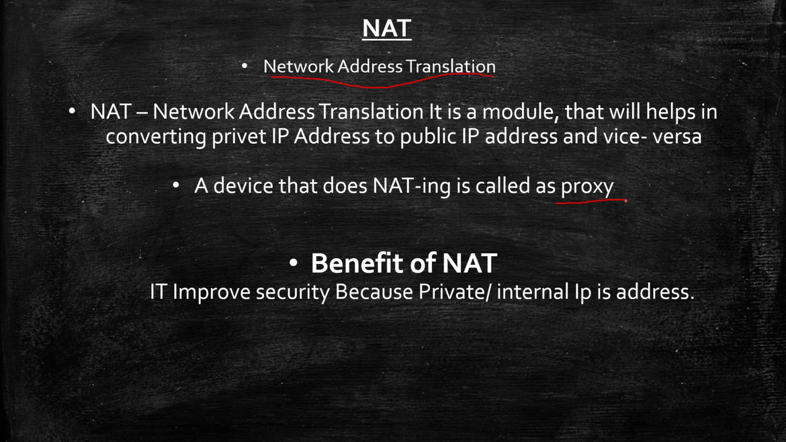NAT is used for network address translation, a module that will help in converting private IP addresses into public IP addresses. A private IP address means when a node wants to communicate with the internet, it will be translated to a public IP address. A device that does NAT is called a proxy. Benefit: it improves security because the internal private IP addresses are hidden.